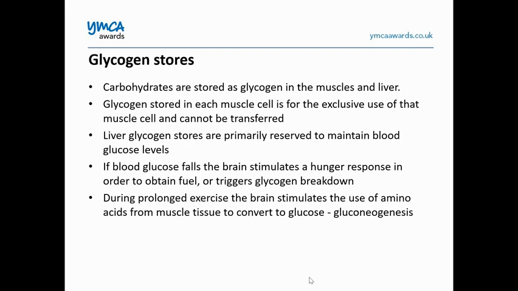When you have prolonged exercise, and we're talking 60 to 90 minutes really, the brain can stimulate the use of proteins. Proteins, when they're broken down, are amino acids, the building blocks for muscle, and these can be converted into glucose. This process is called gluconeogenesis. It's not the process of choice in the body, but it's kind of a backup option when other energy supplies have run out or are in low supply.